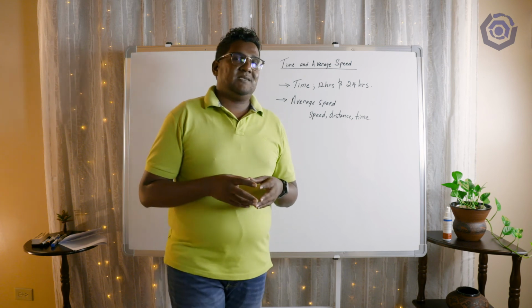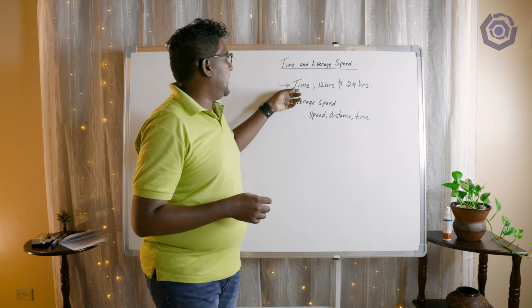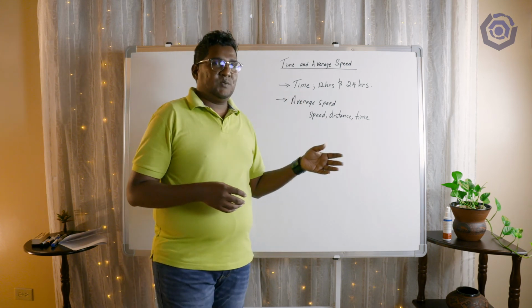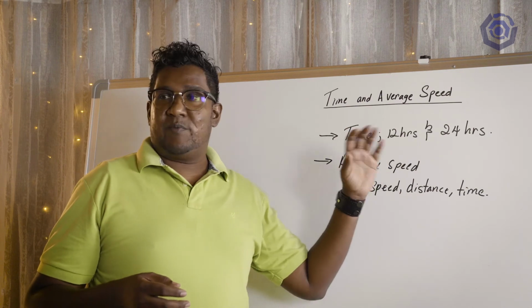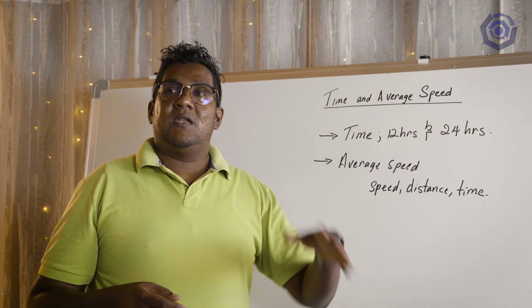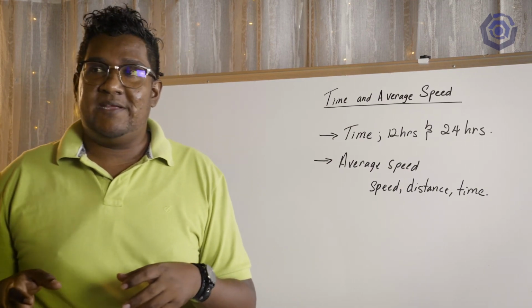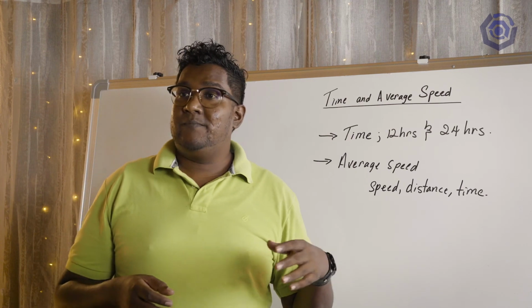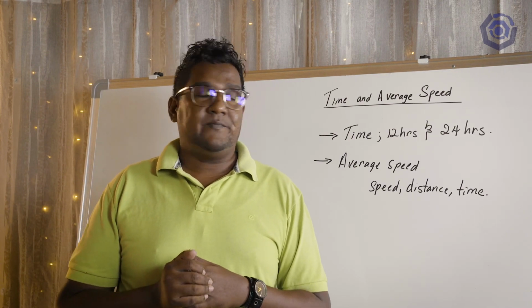To sum up today's lesson, we looked at time and average speed. And on the time, we focused on the 12-hour clock and the 24-hour clock. And we looked at how we represent the time, or how we write the time, in both scenarios. Then we also calculated the length of time for a journey. And that is the time of arrival take away the time of departure.